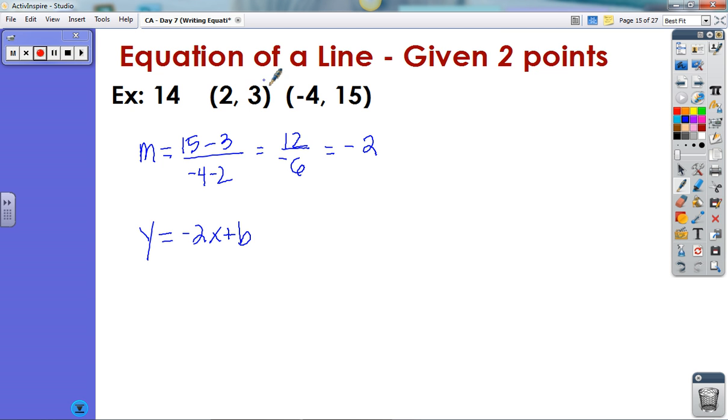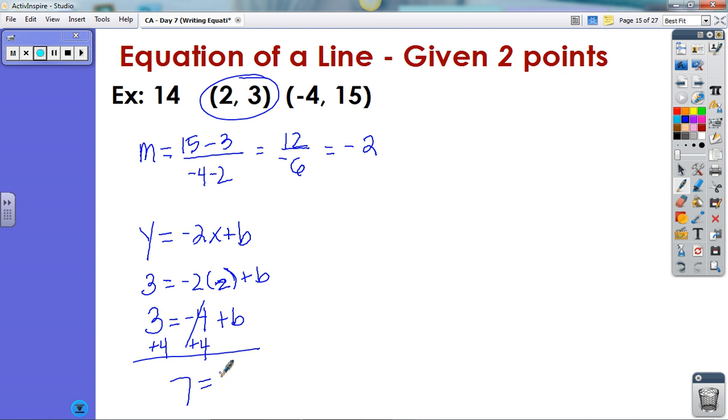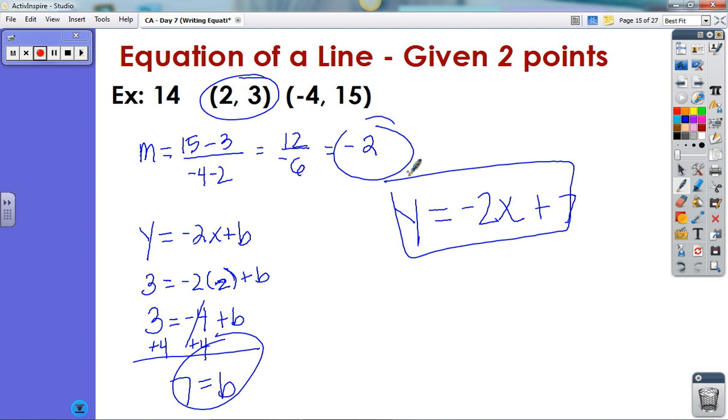And now I'm going to plug in one of the points. I'm going to pick this one because they're smaller numbers. And I'm going to plug in my x and my y for this. So again, this 2 and this 3 are coming right from here, my x and my y. Multiplying and then adding. So I get 7. So I'm plugging in the slope that I found, which was -2, and the b, or the y-intercept, that I found, which was 7. So there is my final equation.